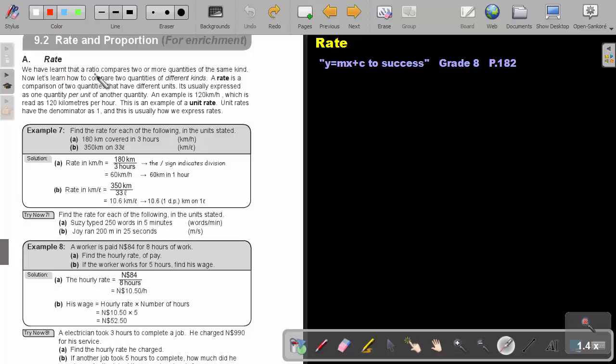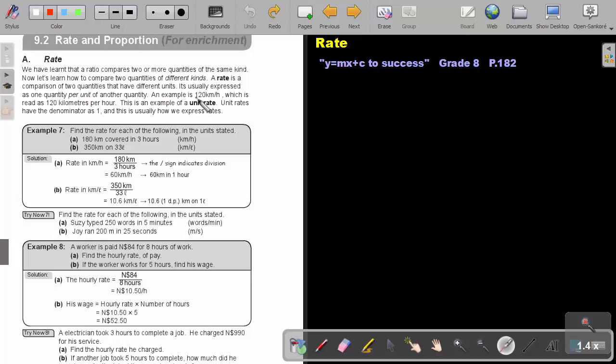We have learned that a ratio compares two or more quantities of the same kind. Now, let's learn how to compare two quantities of different kinds. A rate is a comparison of two quantities that have different units. It's usually expressed as one quantity per unit of another quantity.